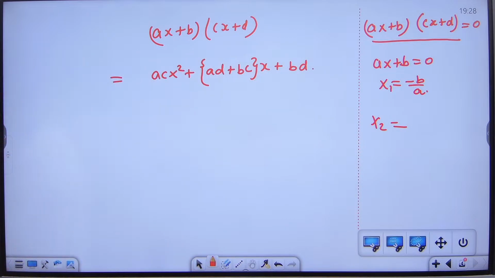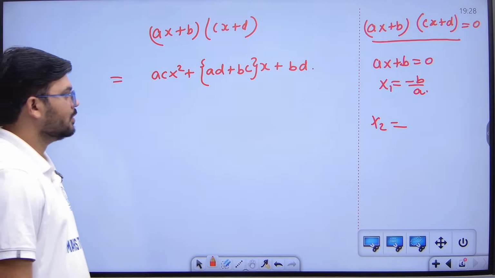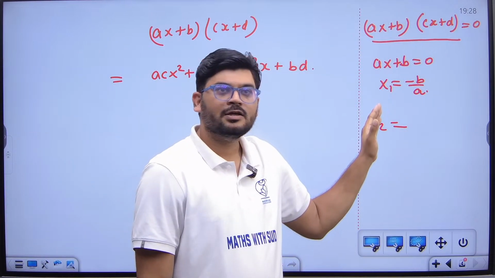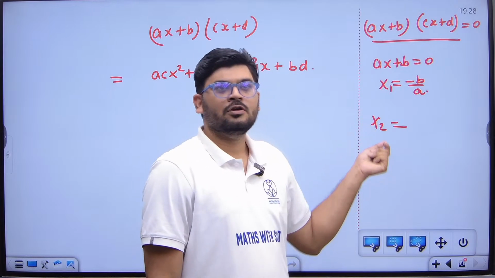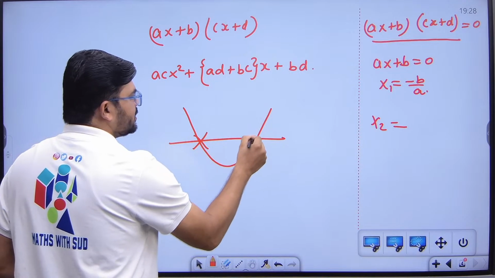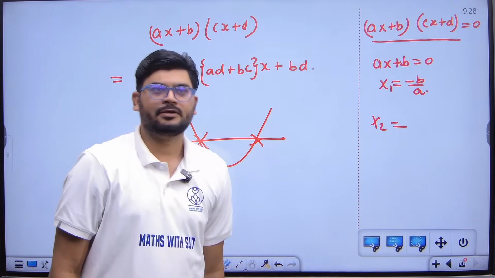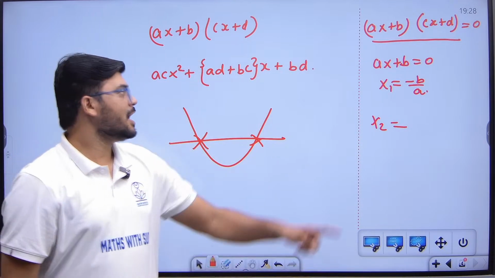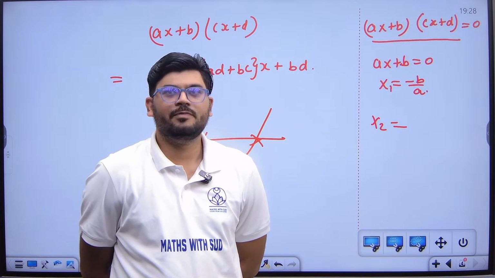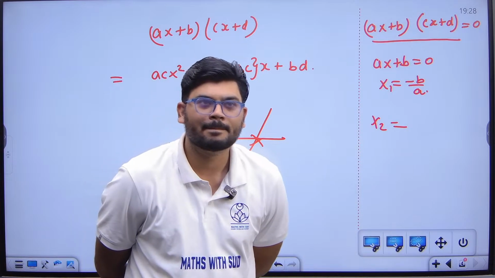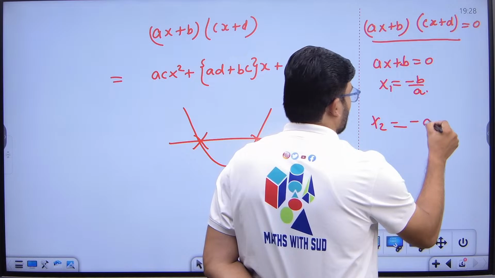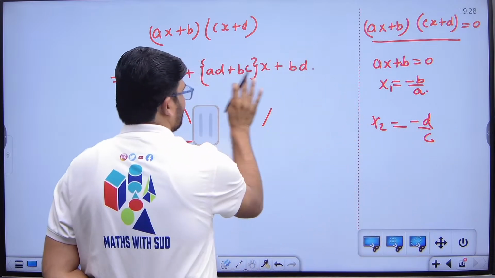I am telling you there are two zeros. One zero I am considering as x1, the other zero I am considering as x2. What will be x2? Suppose the graph is like this, this is x1, this is x2. Where will the graph meet the axis again? The other part will become 0 then. So it will be d upon c, no, minus d upon c, my dear. Minus d upon c. Are you getting it? Yes.